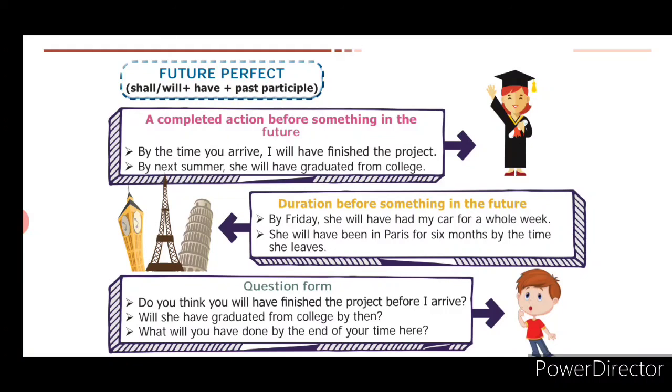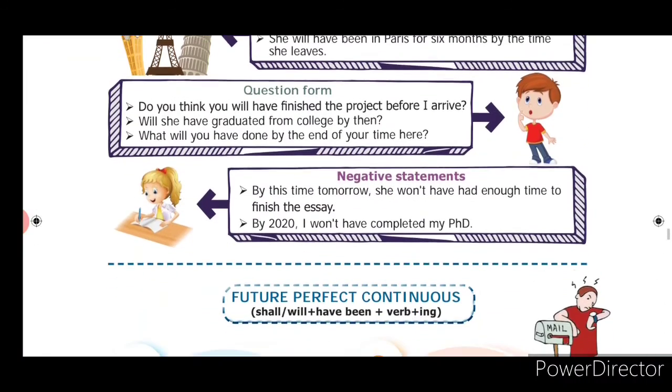She will have been in Paris for 6 months by the time. Then for the question form. So simply, children, future perfect tense is used to know the completed action in the future. In those cases, we will be using future perfect tense.